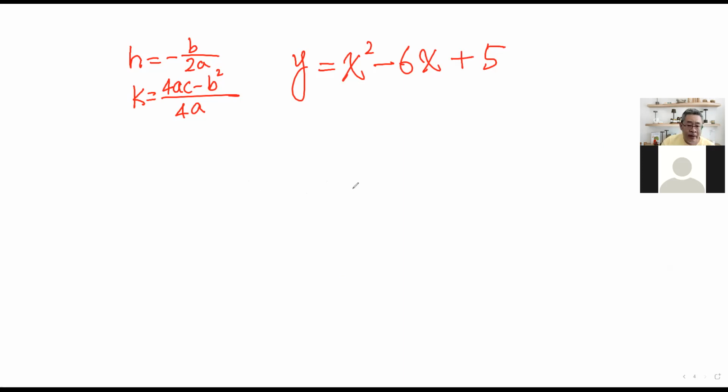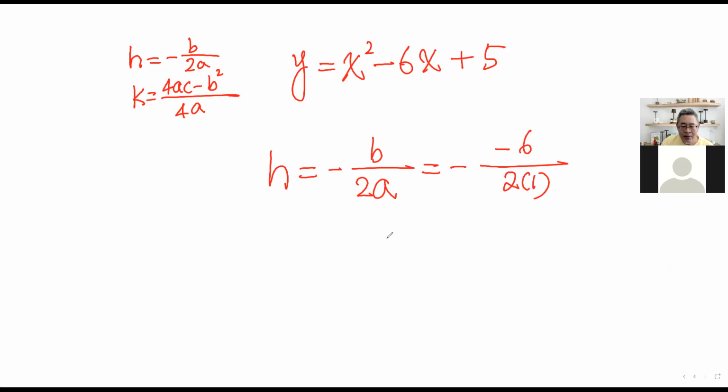Yeah, very good. On the H, be careful with the sign. It's negative B over 2A. We know B is negative 6. So that's over 2 times 1. Then negative, negative, positive. So 6 over 2. That gives us 3. Good.